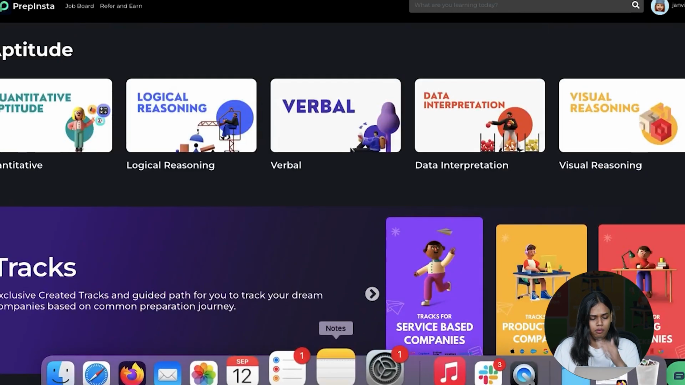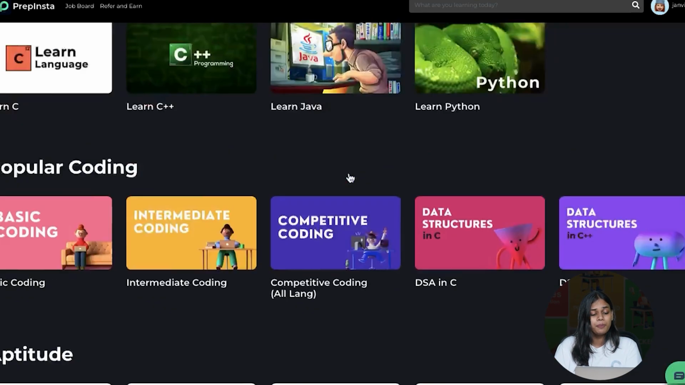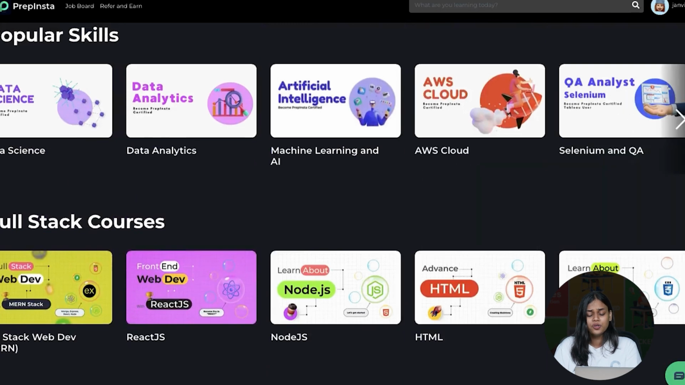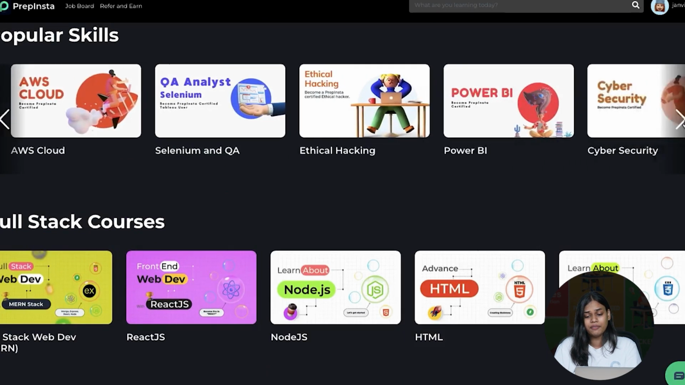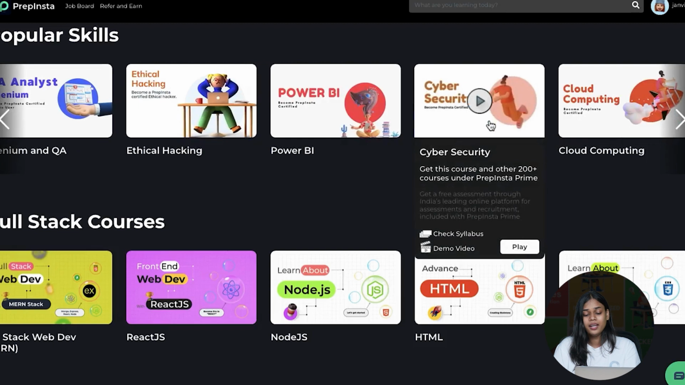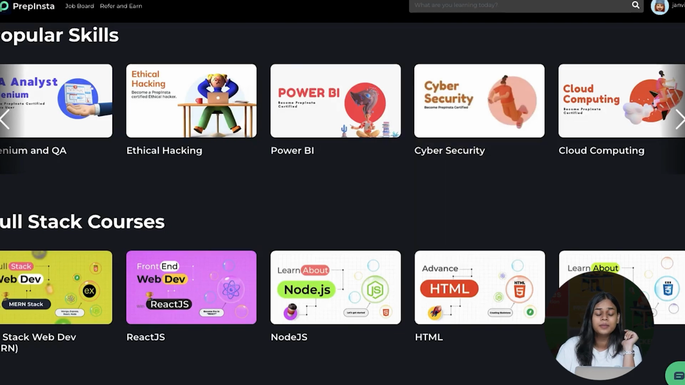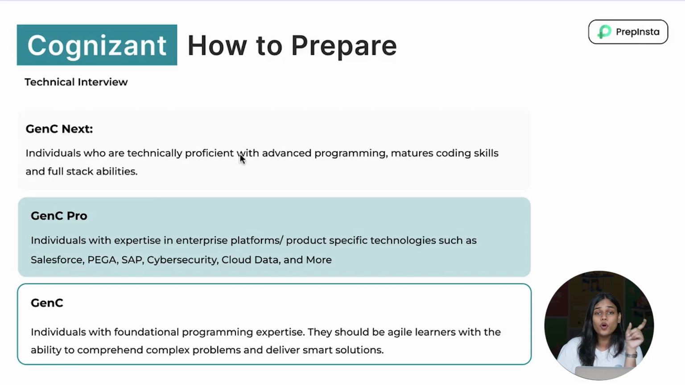Come up to the skill section, and you just scroll it down to your right, and you have the cybersecurity course here, right? So get this course for yourself, complete the course, and then you can sit for the interview. So cybersecurity is needed for the pro profile.